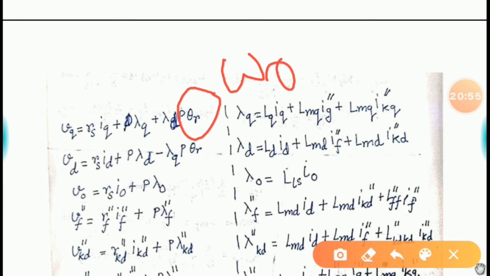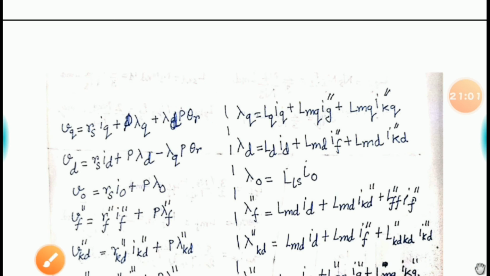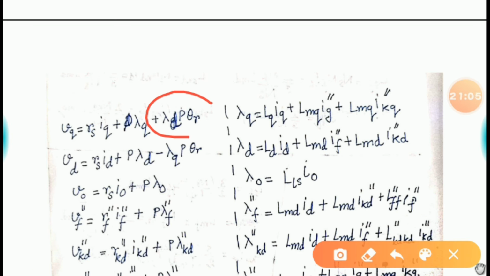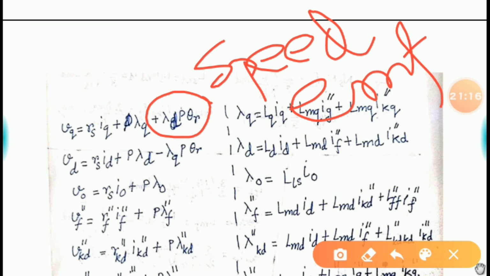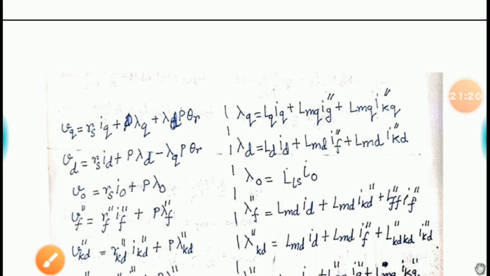Basically this last term is the speed EMF, right? So here, like we expect, it is already in that form.